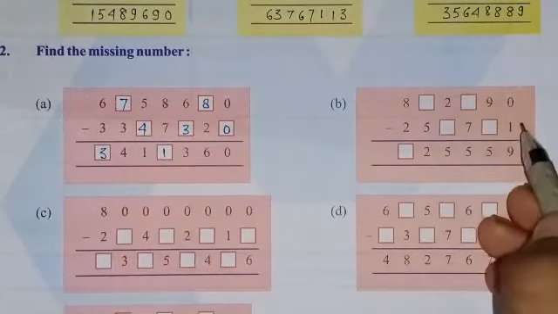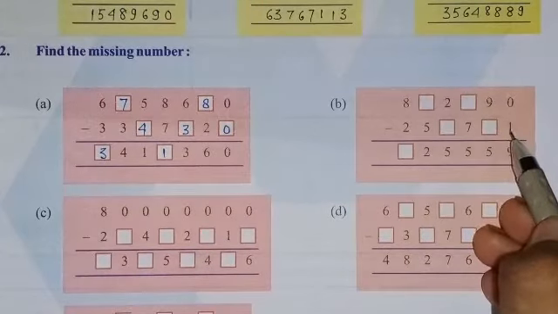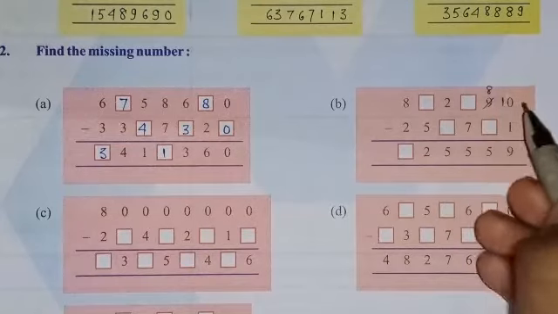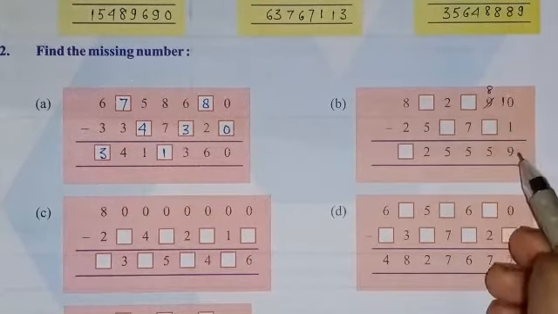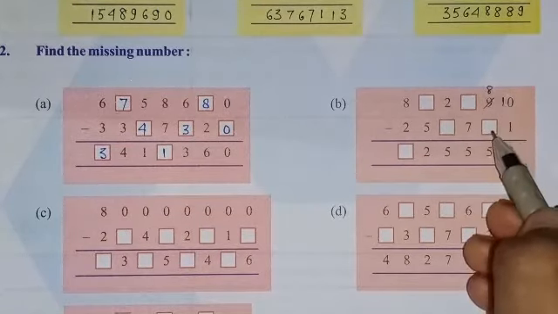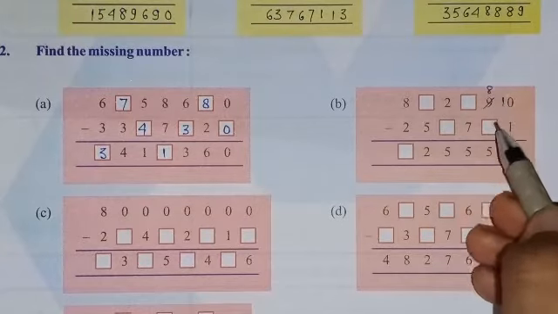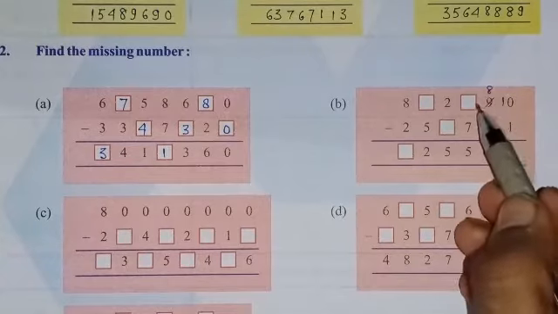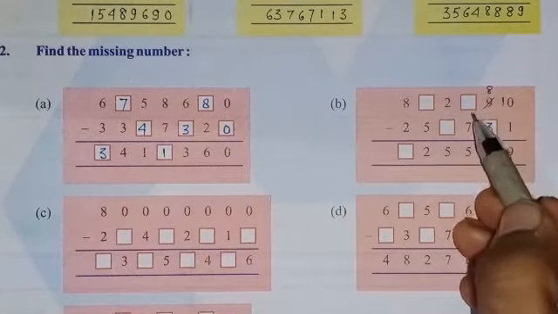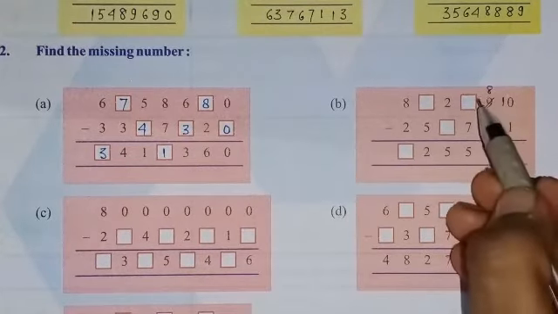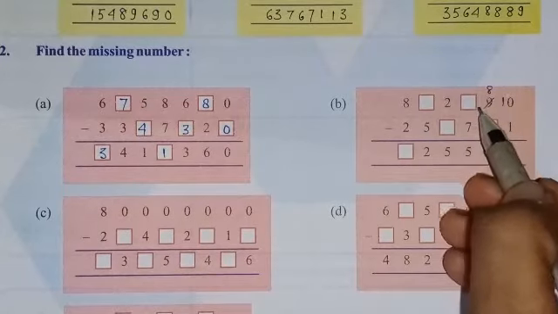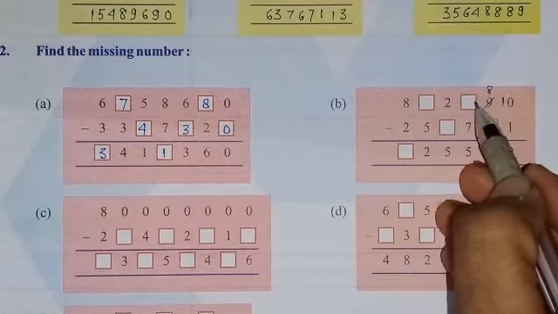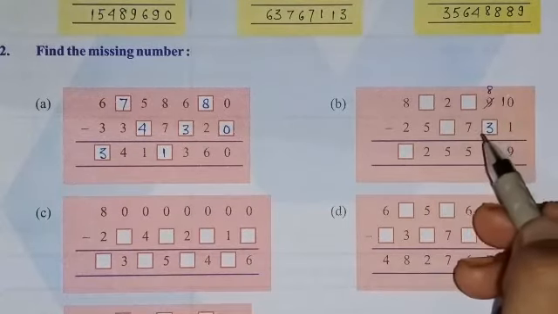Come to this number. 0 minus 1, not possible. It means this will be 8 and this will be 10. So 10 minus 1, 9. Correct. Now 8 minus. From 8, what should we subtract to get 5? 3. Here, from which number subtract 7 to get 5? The number will be, there is required a number that should be greater than this number.